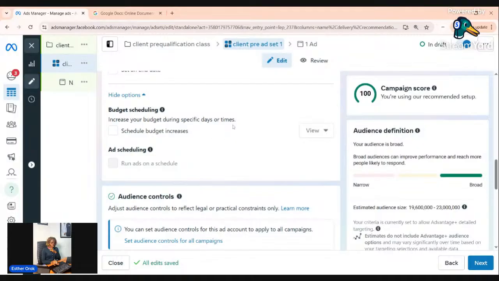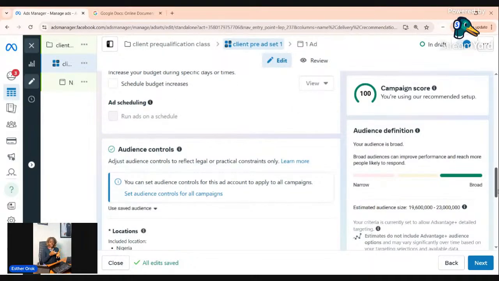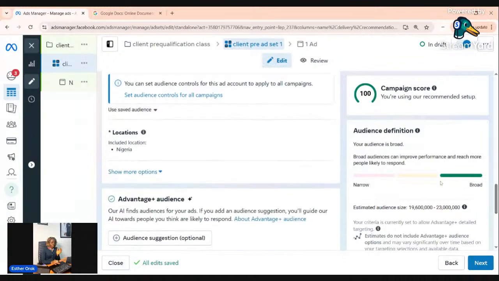I want you guys to see something here. There is a budget scheduling option, and then there is an ad scheduling option for you. If you did not choose the start date of your ad, this would have been clickable for you to click when you want your ad to start. So I can be setting up this ad today, but I want this ad to start running on the 15th of June at 3 p.m. Right? So we go and we do location, Nigeria.